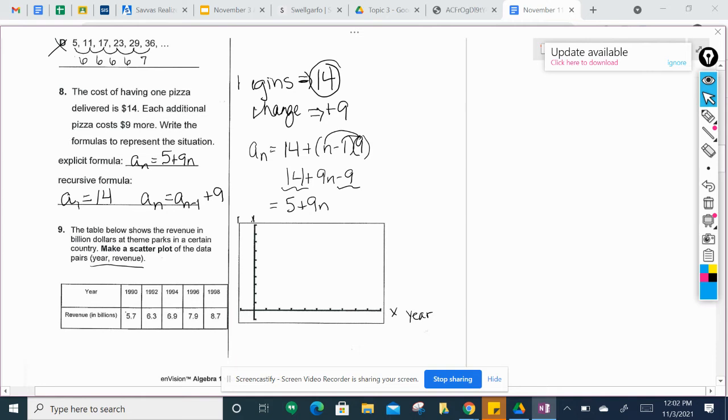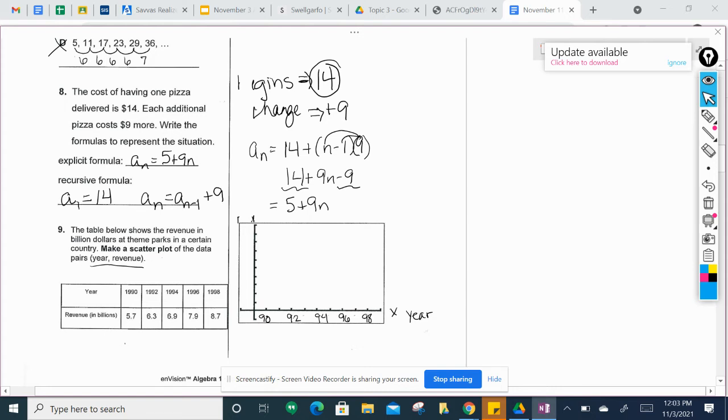All right, so when I look at this, I'm going from the year 1990 to 1998. So let's see if I can fit each year. 90, 91, 92, 93, 94, 95, 96, 97, 98. It looks like it will fit. And so I'm going to go ahead and label every other, the evens, just for space.